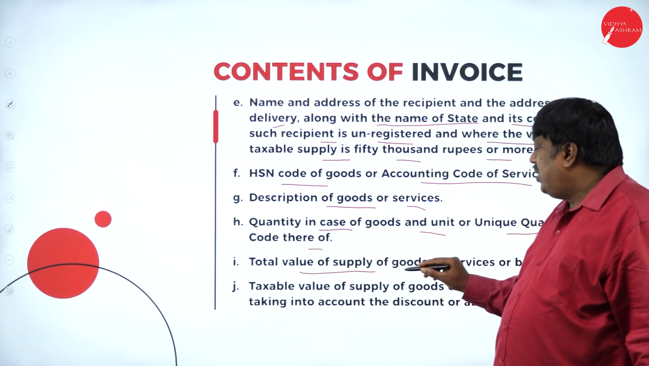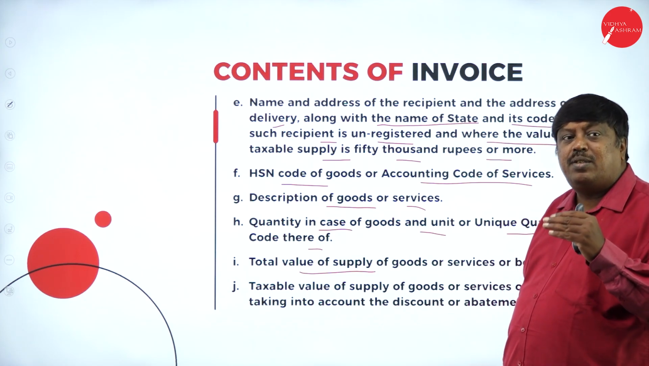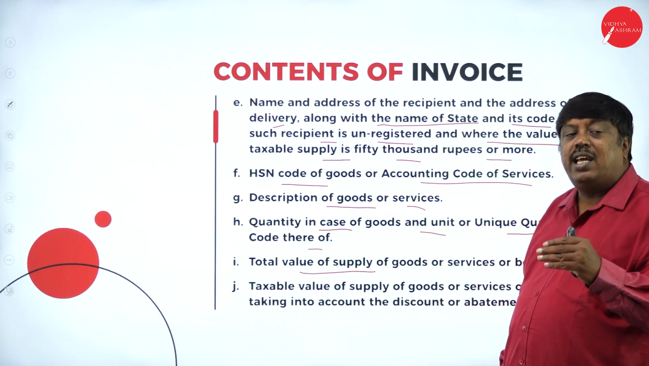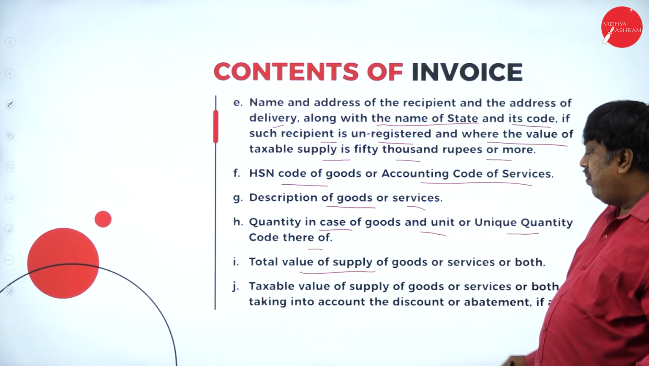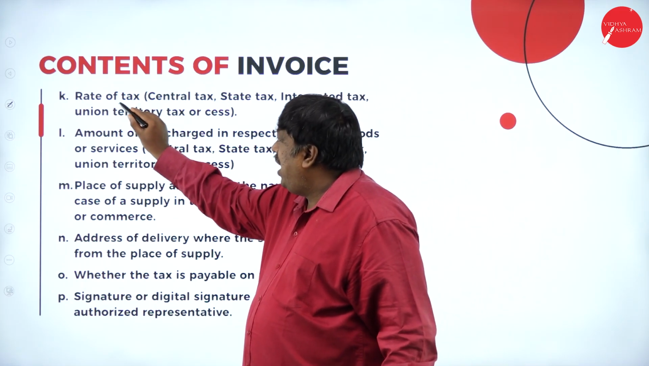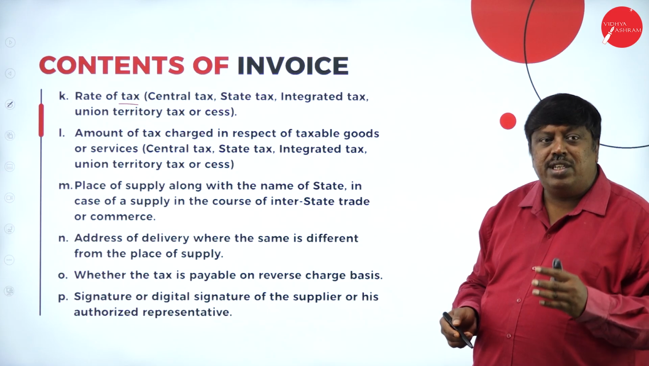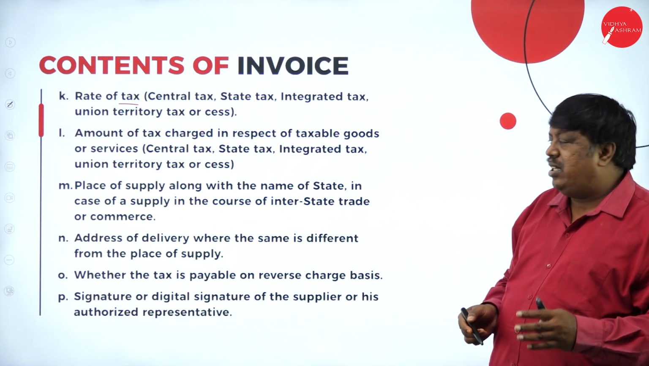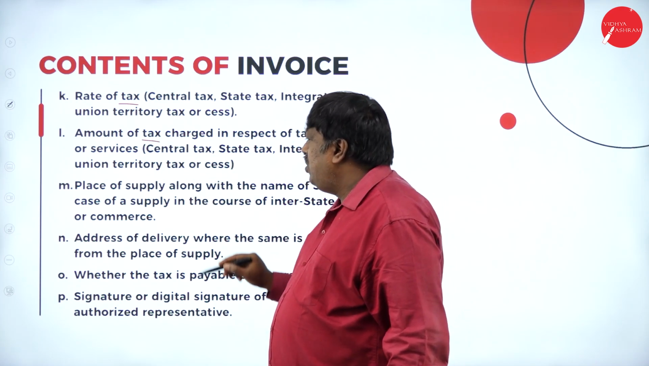What is the total value of supply, adding all the charges or expenses which are related in connection with the sale, that has to be added. Then the transaction value, taxable value of supply, and then we have to have the rate of tax, whether it is central or state or union territory or IGST. So we have to charge that. What is the amount of tax we are going to collect?